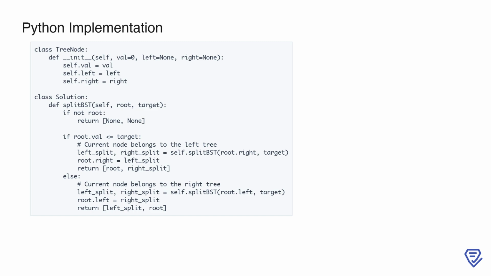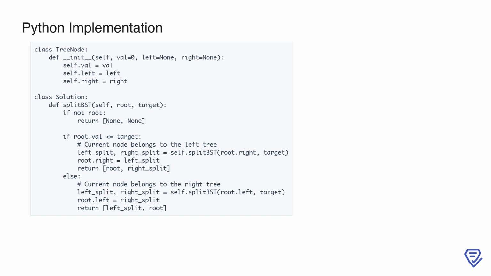1. If the current node, root, is none, it means we've reached the end of a subtree. In this case, we return none, since there are no nodes to process. 2. If the current node's value, root.val, is less than or equal to the target, the node belongs to the left subtree. The function recursively processes the right subtree, root.right, and splits it further. The root.right pointer is updated to point to the left part of the split result, and the current node, root, becomes the root of the left tree.